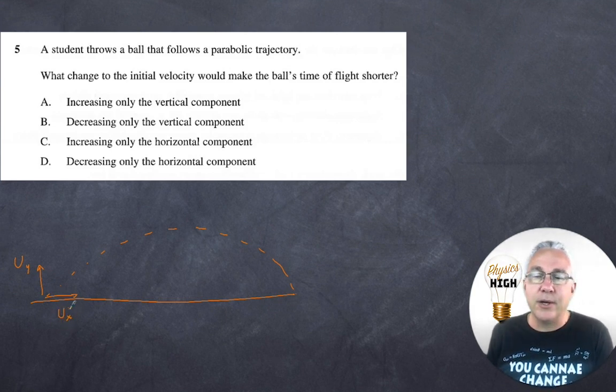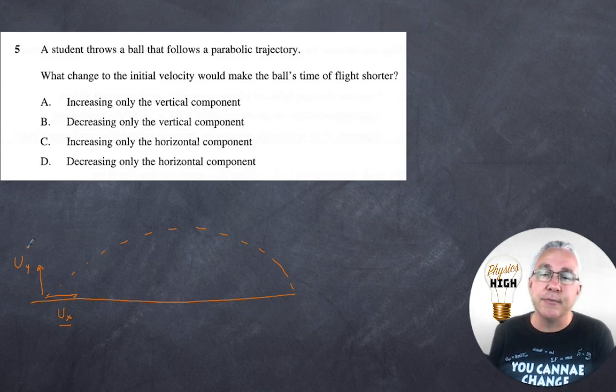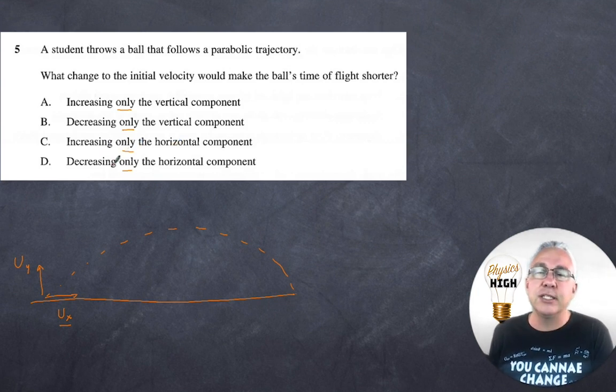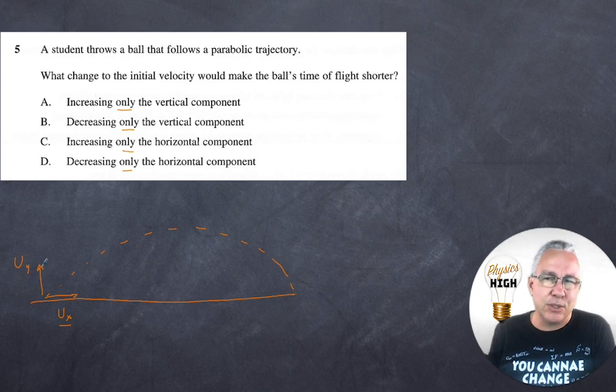The whole point of parabolic motion is that this is constant and does not change. This one changes due to the acceleration due to gravity, and it is this one that determines the time of flight. So in answering this question, you'll notice that we're only allowed to change one thing. If I increase or decrease only the horizontal velocity, this is unaffected, but this is what determines the time. So therefore, this is not going to be our answer.